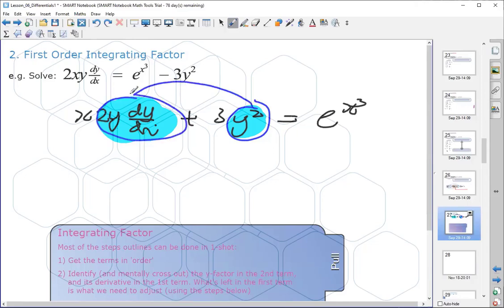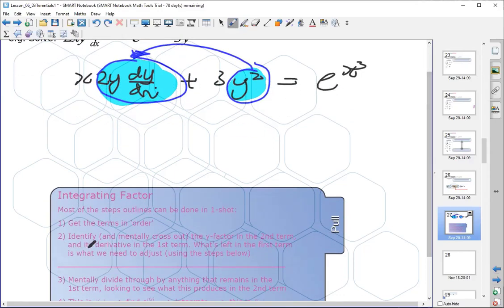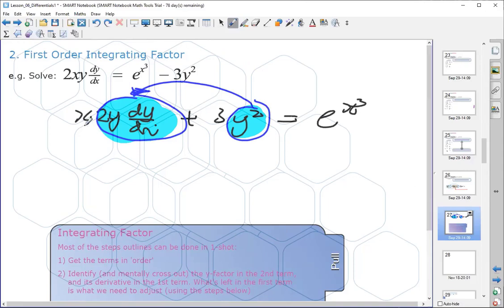So that's the first thing, match up the y's. The next thing is to divide through by anything that remains at the front here. So divide through by x. I'm going to divide by x, and by x, and by x. And what that's going to do is get rid of anything at the front here. And that's what we did last time.